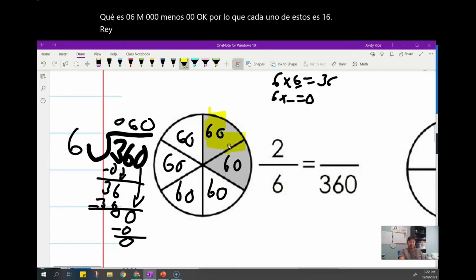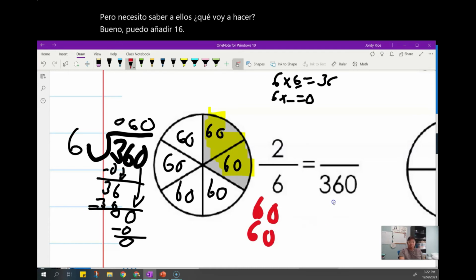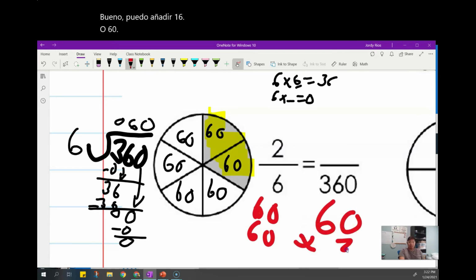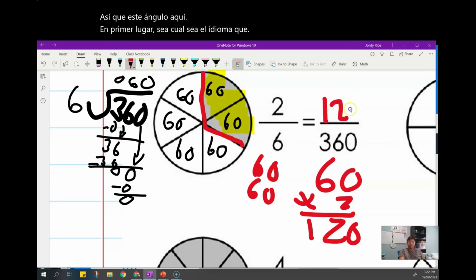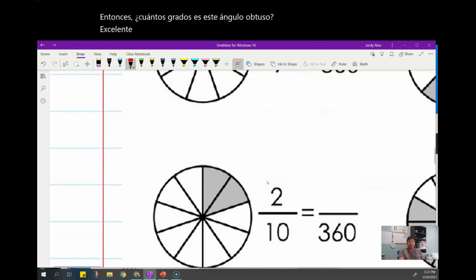But I need to know 2 of them. What am I gonna do? Good, I can add 60 plus 60, or 60 times 2, which is gonna give me what? Good, 120. So this angle right here, first of all, what type of angle is that? Good, it's an obtuse angle. So this obtuse angle is how many degrees? Excellent. 120.